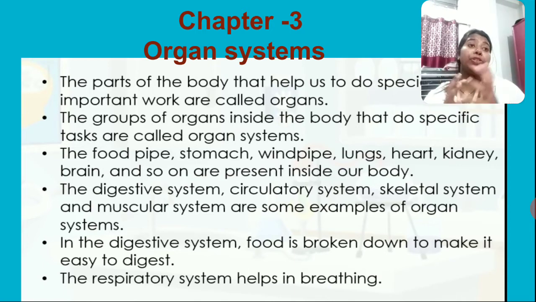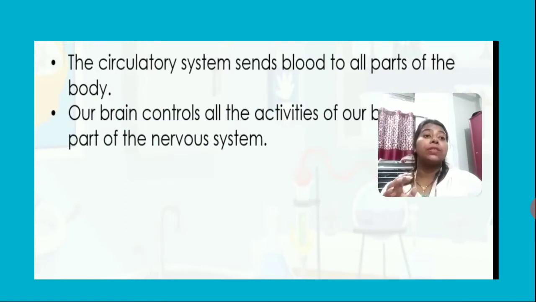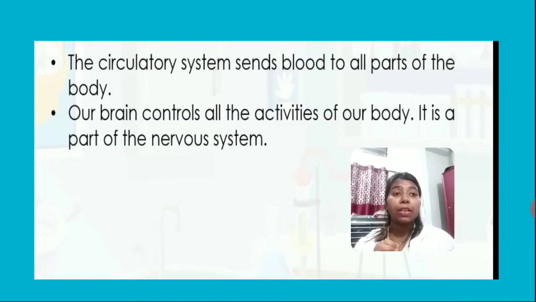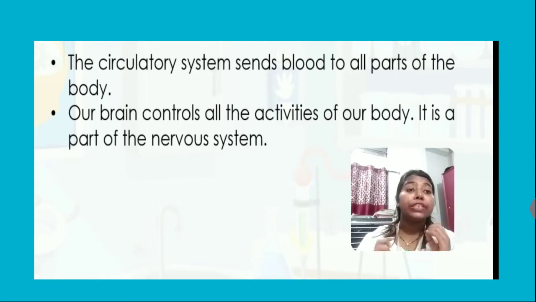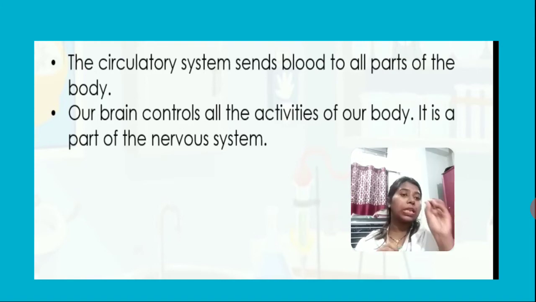Yes, the respiratory system helps us in breathing. Likewise, the circulatory system sends blood to all the parts of the body, and the nervous system, where the brain controls all the activities of our body. So different systems are specified to work differently with their different uses. So this was your organ system.